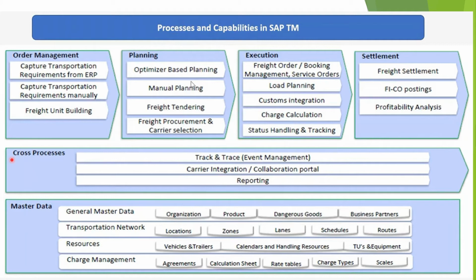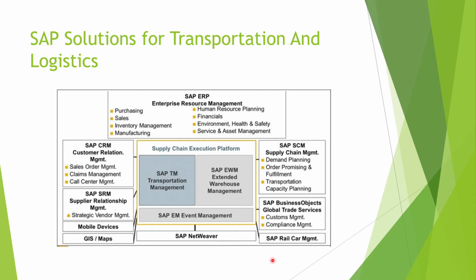Now moving on to the next slide. Yeah. The next slide is SAP solutions for transportation and logistics. This is how SAP TM is linked to different SAP boxes like ERP, CRM, SRM, or your SCM or BO kind of thing.